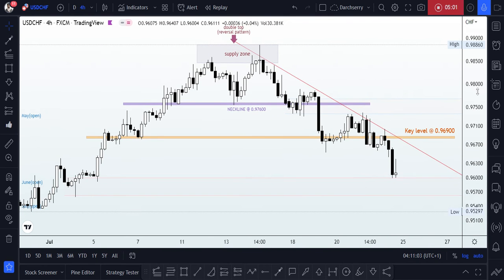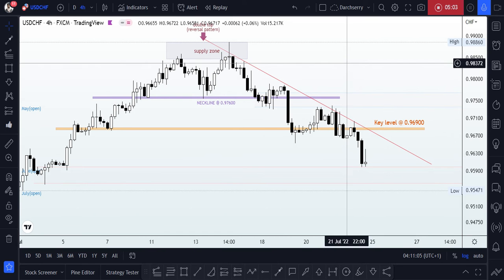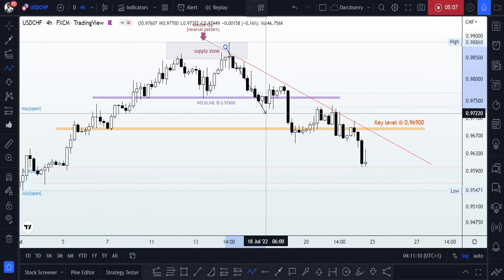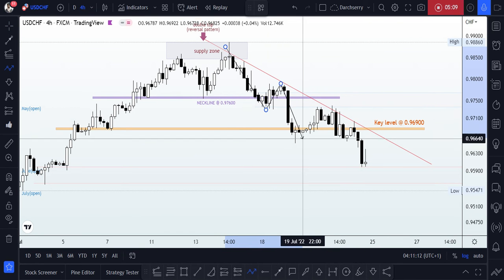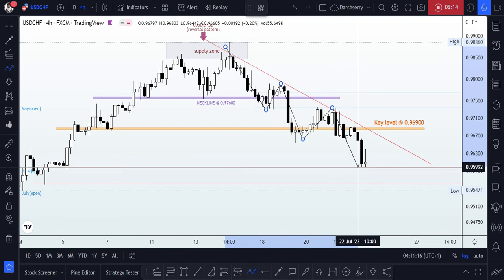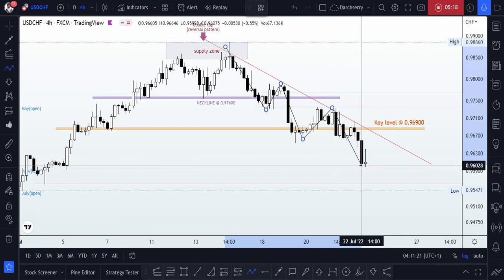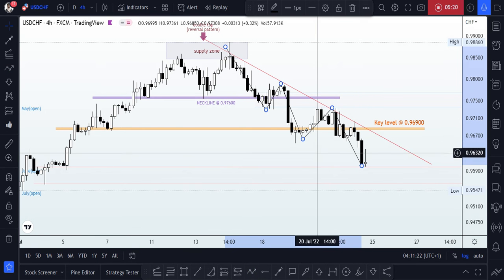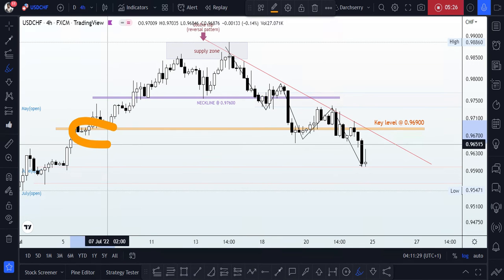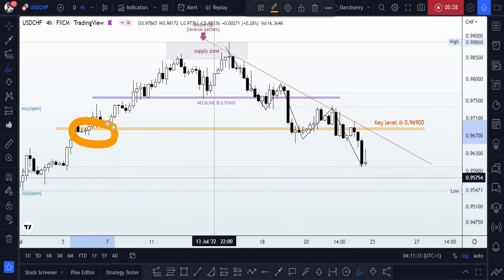CHF. So, like I said, let me show you a visual representation of what I'm talking about. We saw the breakdown of the neckline, a little retest of structure, price broke down, respected this level and came back down, broke through the 0.96900, which is a strong key level I identified here on the 4 hours time frame. And the reason why I identified that level, if we look left, we can see that this area has been a level that has held price supported for some time.